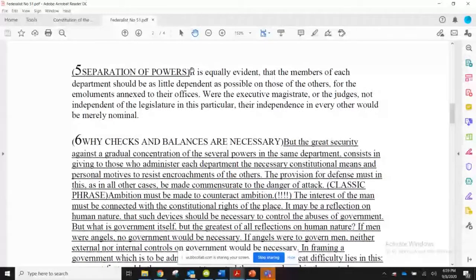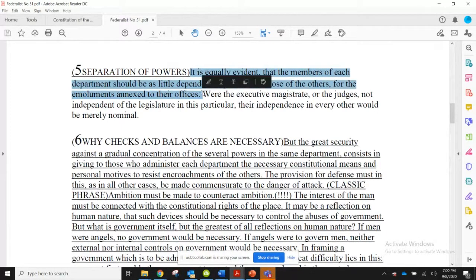Madison in Federalist 51 says, it is equally evident that the members in each department should be as little dependent as possible on those of the others for the emoluments annexed to their offices. What's an emolument? We're talking about salaries and paychecks or money. So Madison here says that the separation of powers should be such that while technically the House pays the president, right, because the House controls, or at least initiates revenue bills, that's true, but in particular, the House does not say to the president, if you don't do a good job, I'm going to dock your pay. The president does not have the ability to tell the Senate, hey, I'm going to take money out of your pocket if you don't vote for my bill, right?